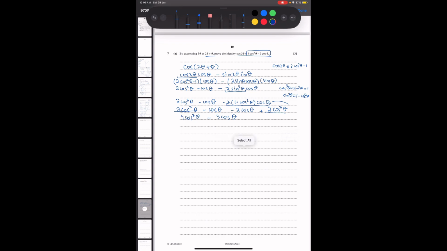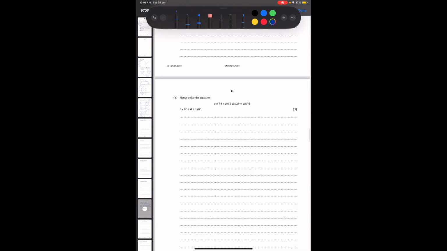So now we can say that this is equivalent to 4 cos cube theta minus 3 cos theta. We can say that left hand side is equal to right hand side. So hence proven, or you can write that. Moving on to part B.